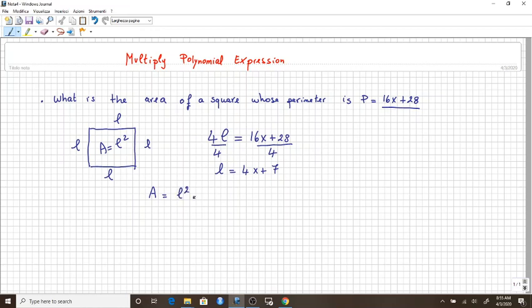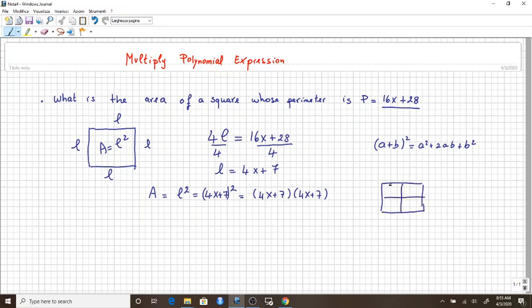So remember, the area is L squared, which means (4x plus 7) squared. Now if you remember, we can use the square of a binomial formula, or we can multiply 4x plus 7 times 4x plus 7. For those of you who want to use the formula, I remind you that (a plus b) squared is equal to a squared plus 2ab plus b squared. And then if you want to multiply, you should make a 2 by 2 box. And what we have is 4x plus 7, 4x plus 7, and we multiply all of those terms.